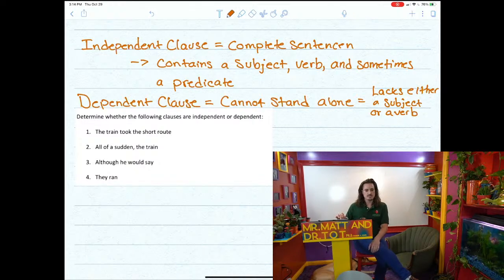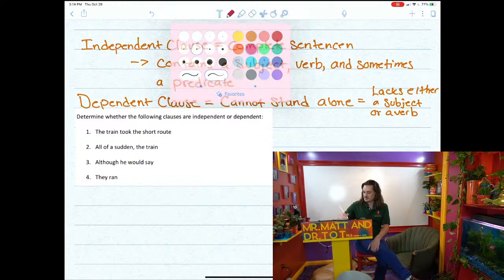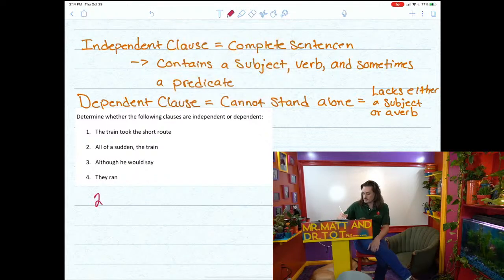So I have some examples here of some clauses. I'm going to give you 2 minutes. I'd like you to go through 1 through 4 and determine whether the clauses are independent or dependent. I'll keep track of the time here in this pinkish color, but I'll give you 2 minutes. Please complete 1 through 4.